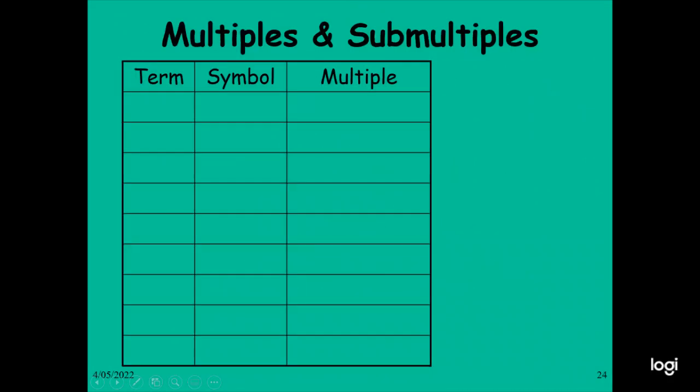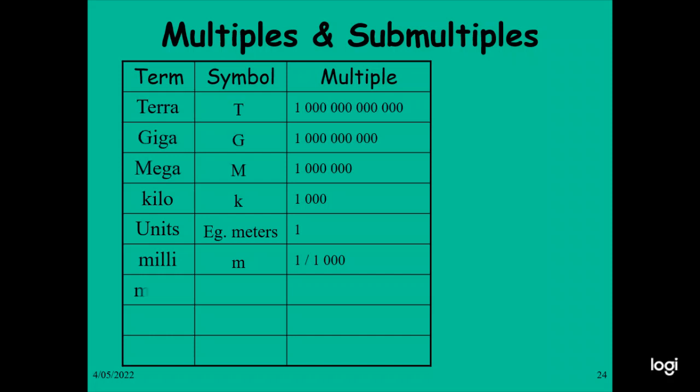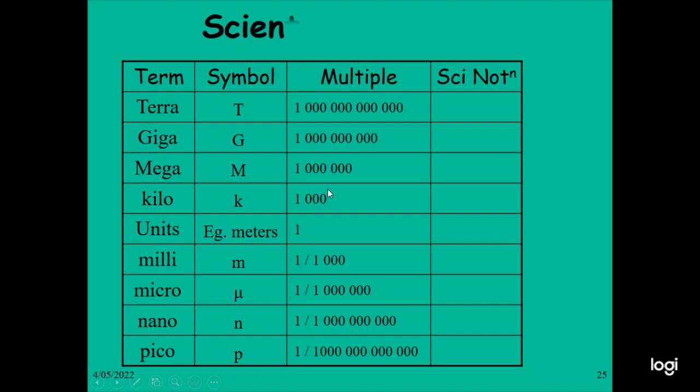Multiples and symbols are notation. The symbol and the multiple, the unit can be meter and kilo, millimeter, meter, mega. So this is the relationship between the symbol and the multiple.